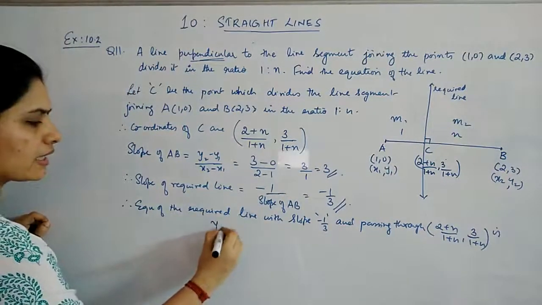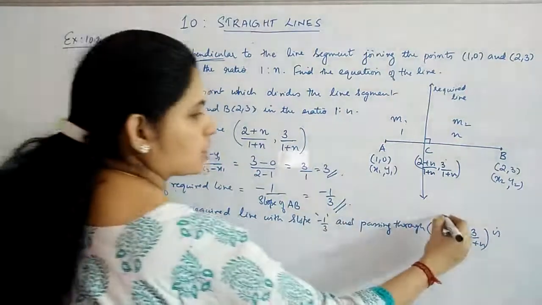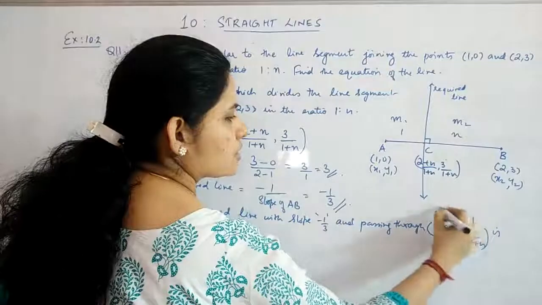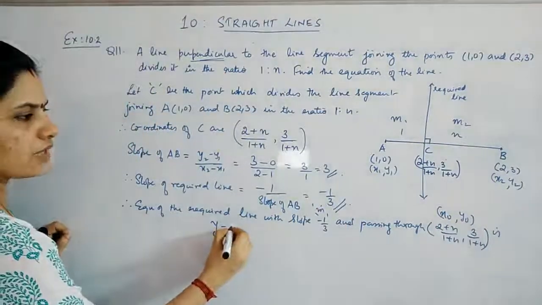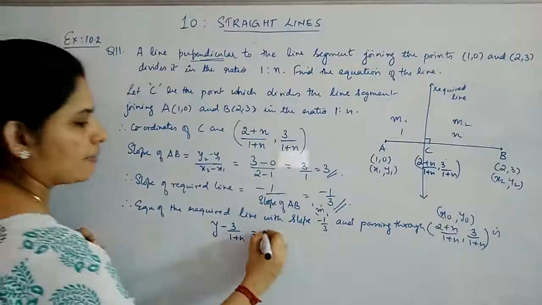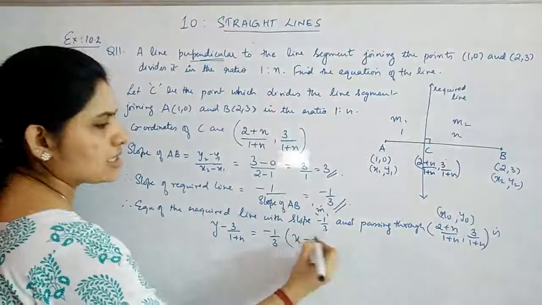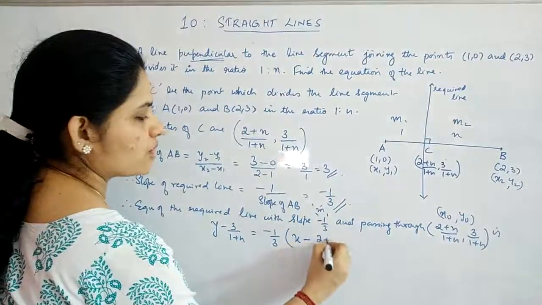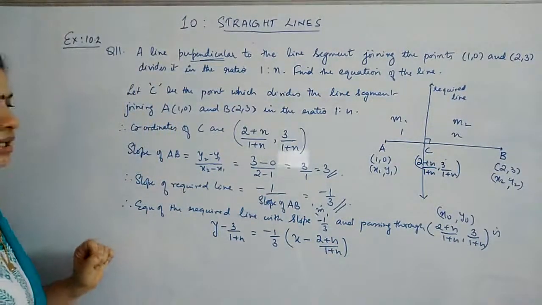Y minus y naught is equal to m into x minus x naught. Here this is your x naught, y naught, and this is your m. So you'll get y minus y naught is 3 by 1 plus n, and m is minus 1 by 3, into x minus x naught. X naught is 2 plus n by 1 plus n. Now simplifying, we'll get the required equation.